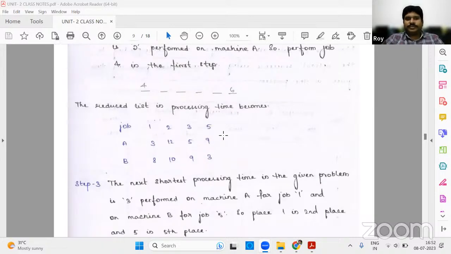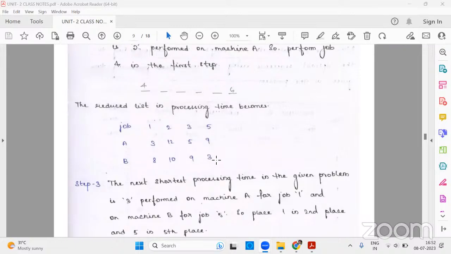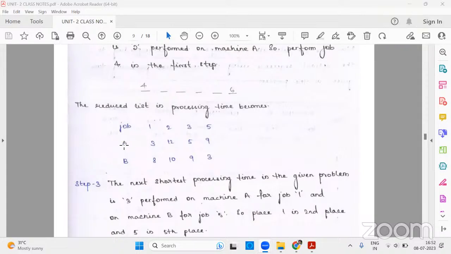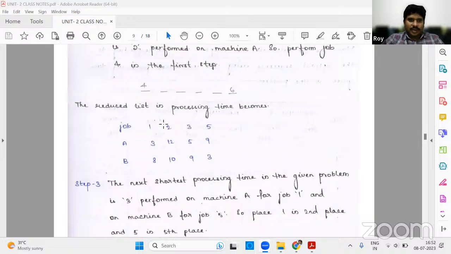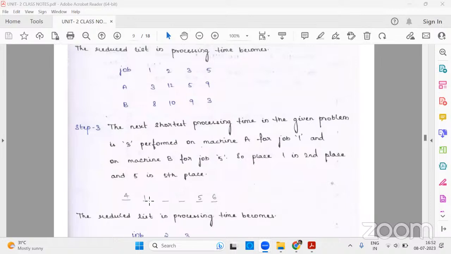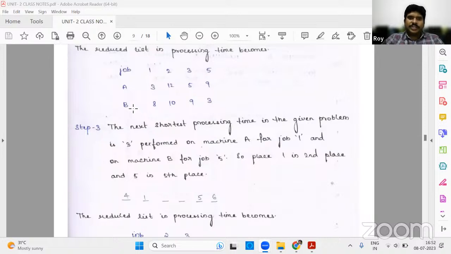1, 2, 3, 5. Now tell me which one is the next least processing time among these timings? 3. We have 2 3s, right? Let us consider this first 3. This 3 belongs to A mission. And what is the corresponding job? 1. And should 1 be left or right? Left side. You assign this. Now at the same time, we have another 3, and this 3 belongs to B mission. What is the corresponding job? 5. And where should the 5 be? The 5 will come on the right side. Then see, 1 is done, cross it out. 5 is done, cross it out.